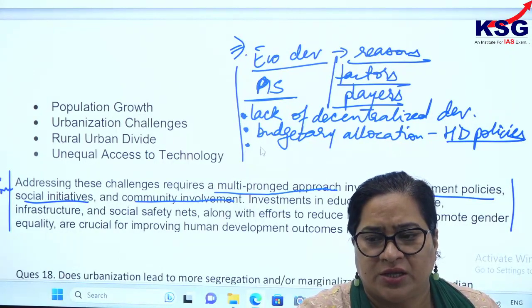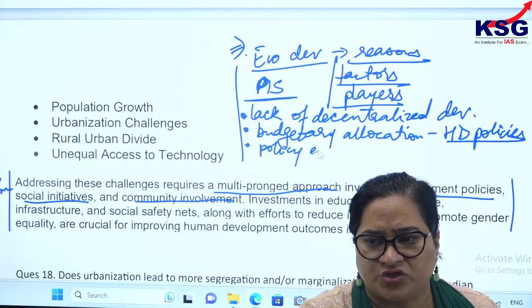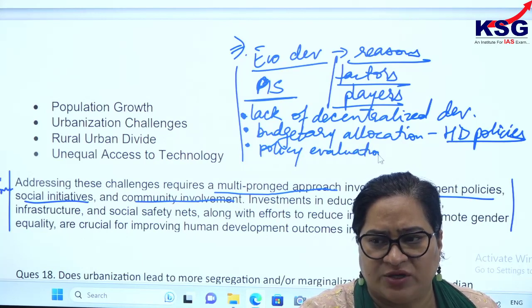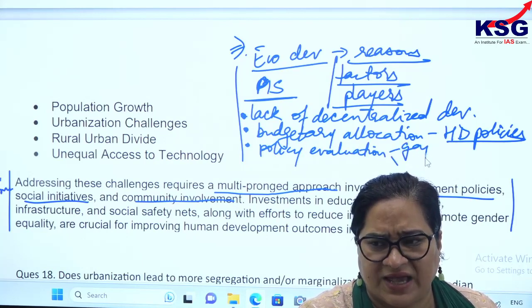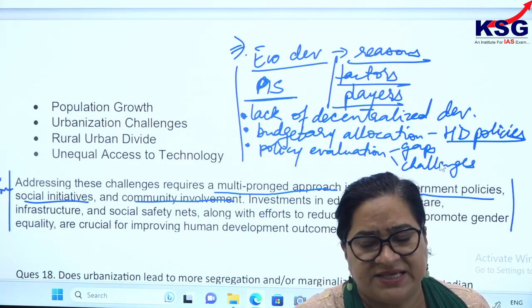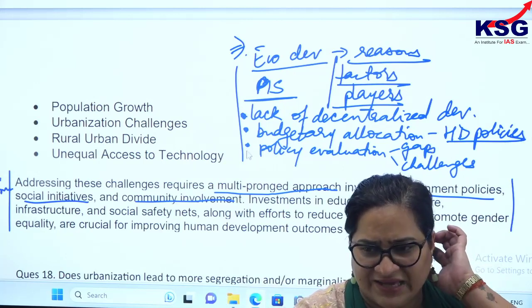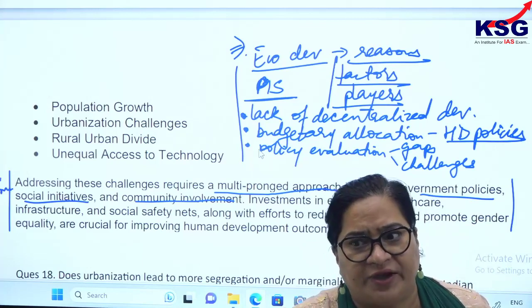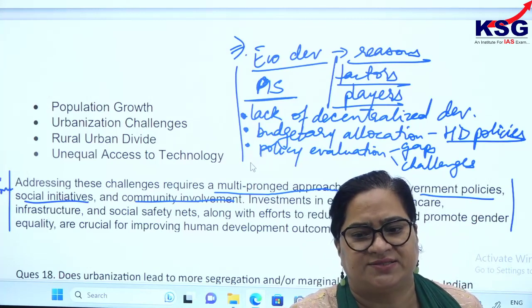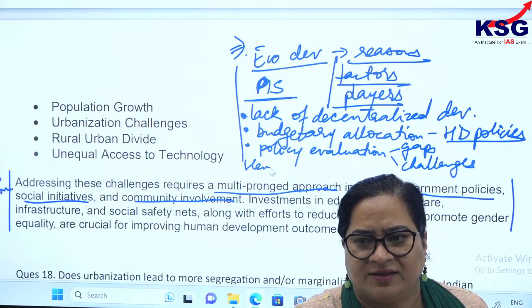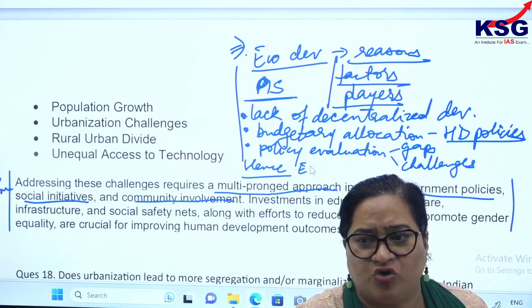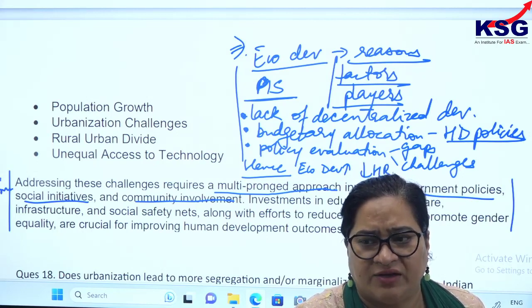Then you can talk about policy evaluation. In policy evaluation, key points of gaps and challenges which are related to these areas. And after the gaps and challenges are discussed related to the policy evaluation, you can further move ahead and say, hence, we can see that there is economic development, but not human resource development.